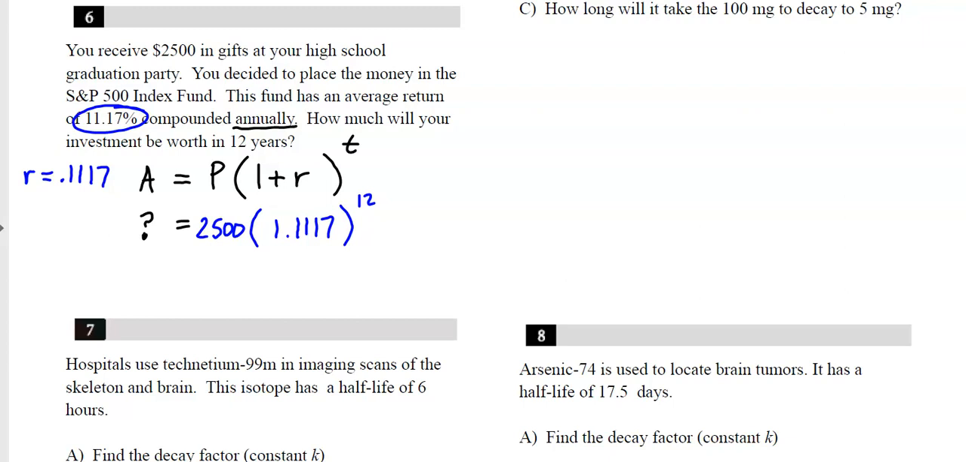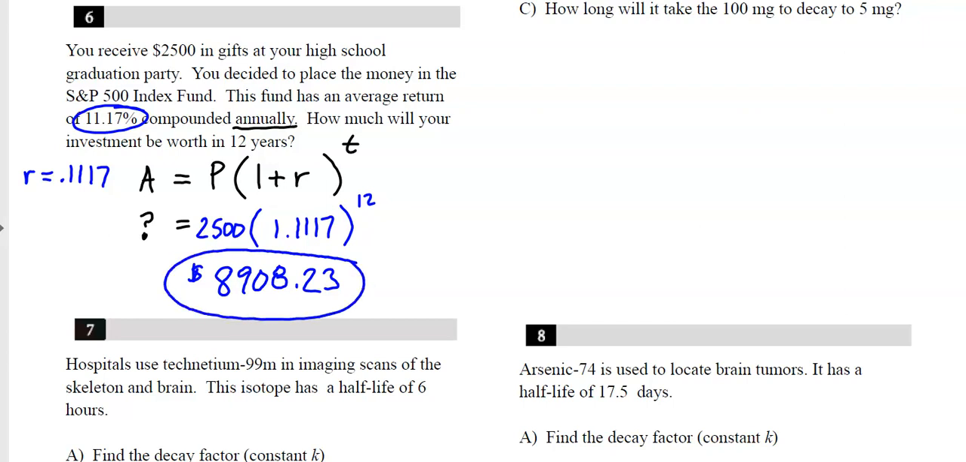So I pop this in here, and I'm like, all right, 2,500 times 1.1117 to the 12. I got $8,908.23. So, you know, you've made between 3 and 4 times your money by not touching that.